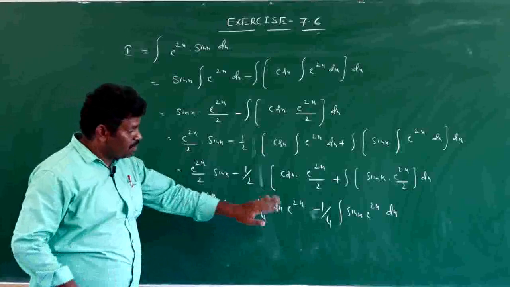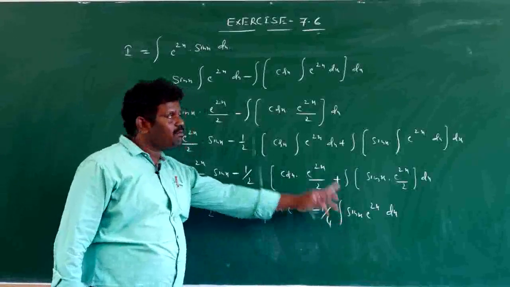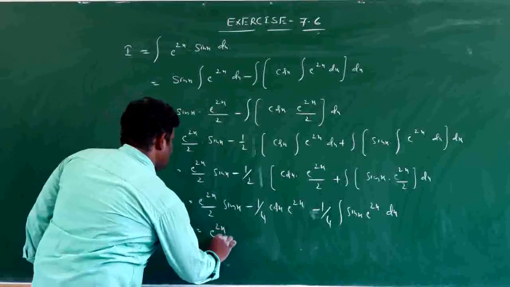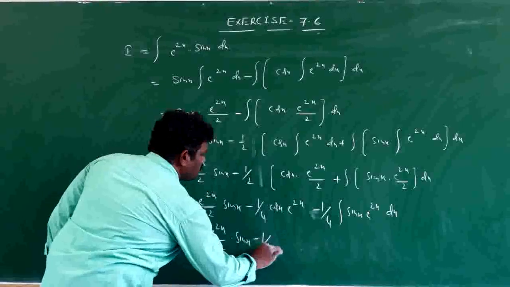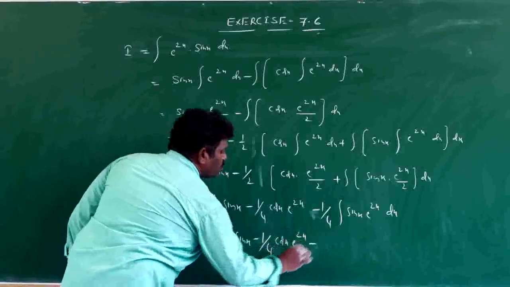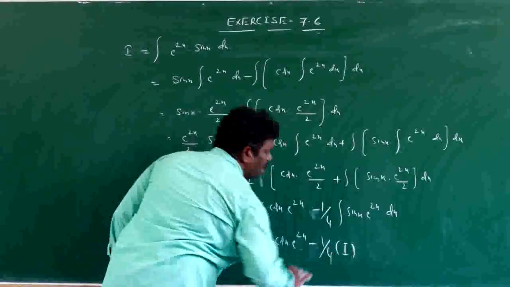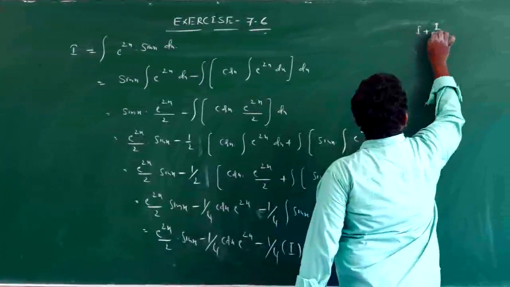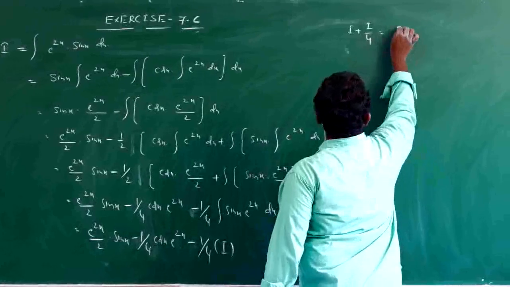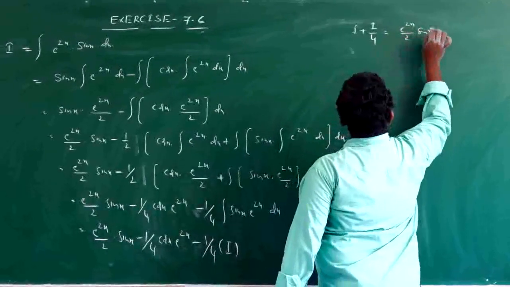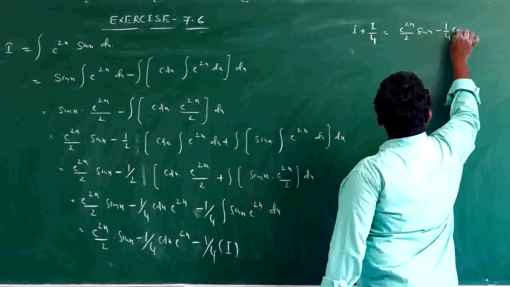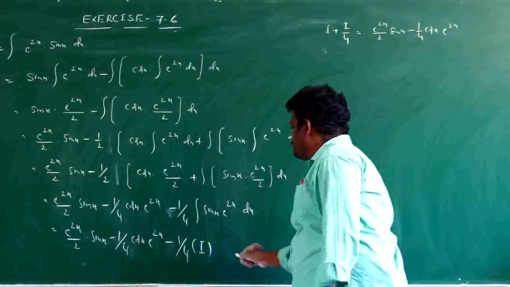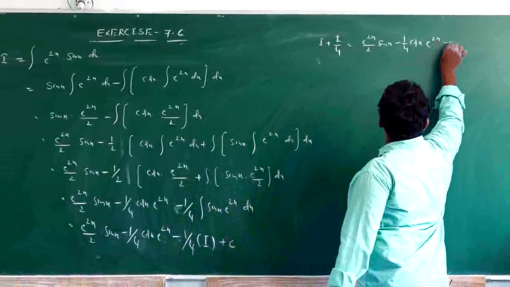Again we applied the by parts formula; this is the repeated form. So whenever this type occurs, if we consider the I value and replace it here, then we have e^(2x) by 2 into sin x minus 1 by 4 cos x e^(2x) minus 1 by 4 into I. Now taking I to this side, I plus I by 4 is equal to e^(2x) by 2 sin x minus 1 by 4 cos x e^(2x), plus c after integration. So this value also has plus c.